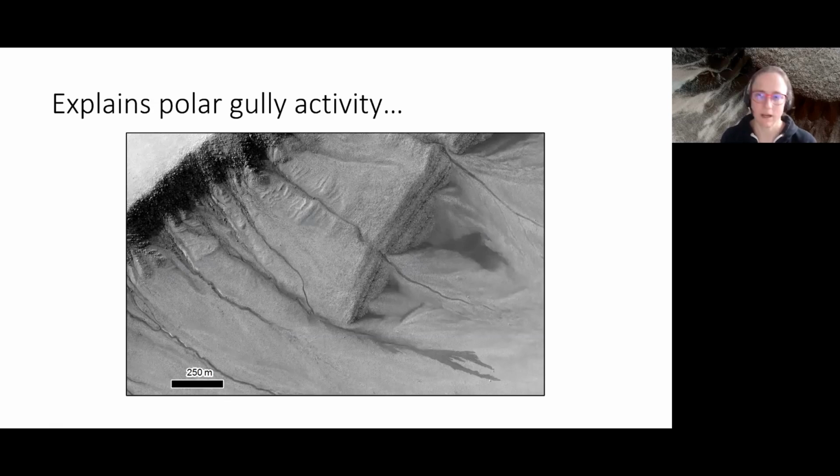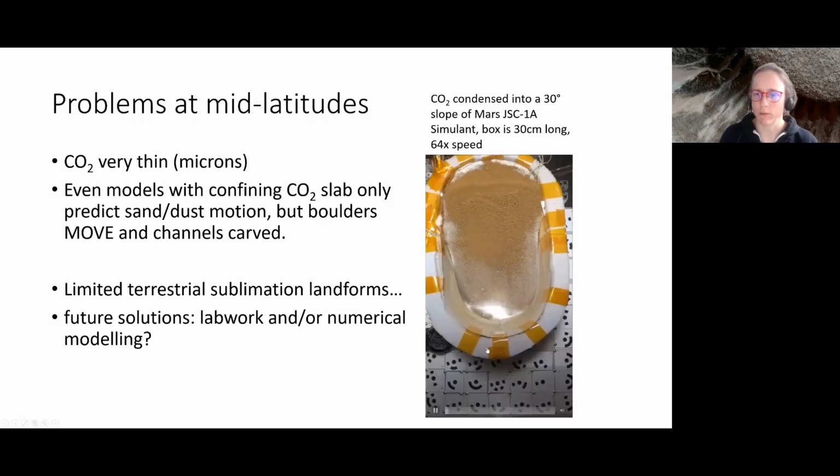So this slab kind of activity requires you to have continuous carbon dioxide ice. And as I showed you in the diagram of activity, not very many of the gullies actually have this kind of occur. The activity doesn't occur when the CO2 ice is continuous. It could explain some of the gully activity seen in the polar regions, an example of which is shown here of one of those deposits. But we have a problem in the mid-latitudes, is that CO2 ice is thin and discontinuous, and so the confining CO2 slab model doesn't really work in that case.